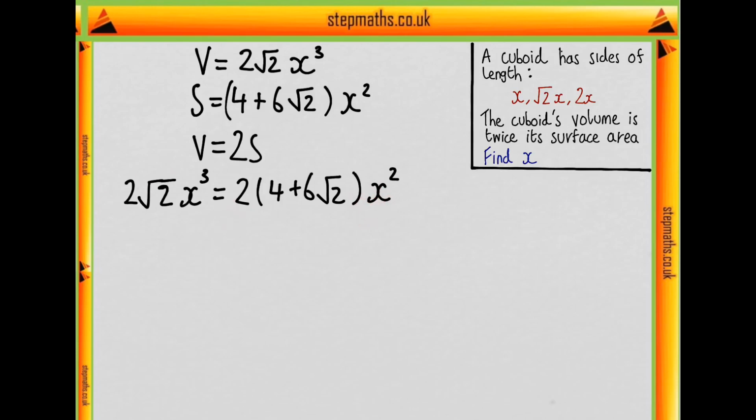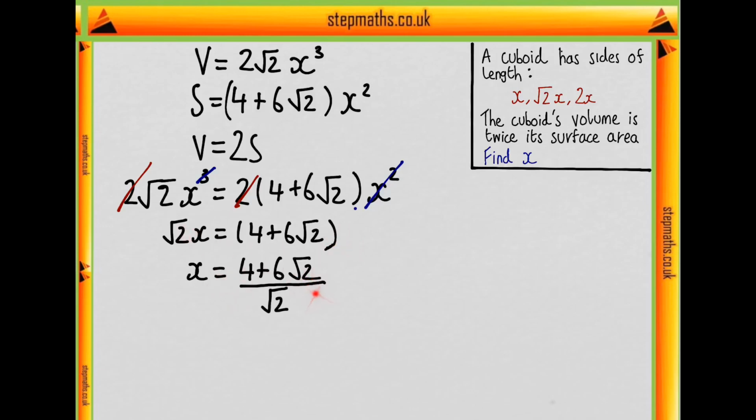So we can get rid of these 2s, which is good. Now, the next thing we'd like to do is divide both sides through by x squared. But what if x squared is 0? So x is 0. Well, that's not a worry, because x is a length, and lengths can't be 0, they have to be positive. And so we can happily divide through by x squared. So it reduces to this. Once we do that, root 2 times x is equal to 4 plus 6 root 2. Divide through by root 2, and we do get an expression for x equal to something.